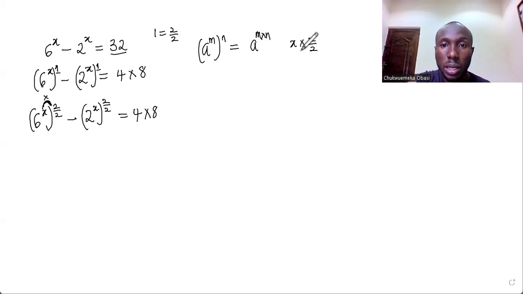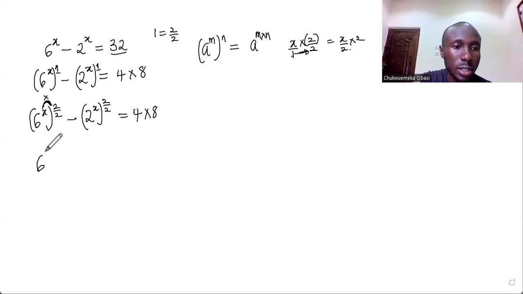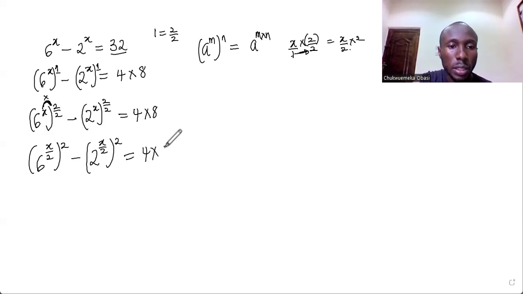So I can go ahead and say, let it be x over 2 times 2, as if to say I just did this multiplication and I am only preserving this. So this is 1 times 2 is 2, then x over 2 remains like that. So this is going to be 6 to the x upon 2 all to the 2 minus 2 to the x upon 2 all to the 2 equal to 4 times 8.